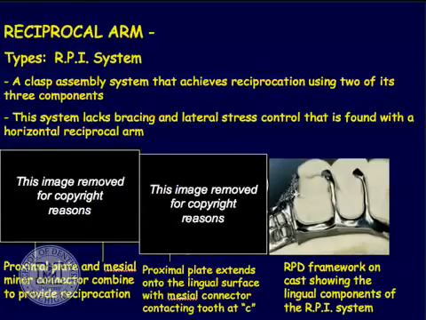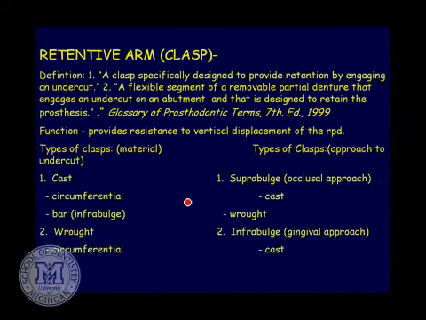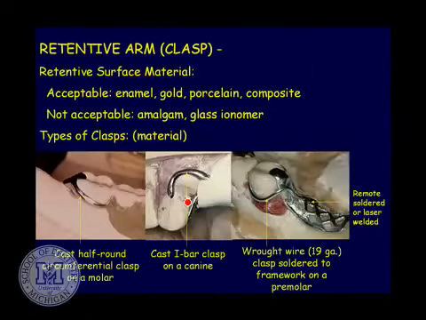The reason for this sort of a reciprocation arrangement was meant to make this area more wide open, and the authors that developed it felt that this area was more cleansable and got more stimulation. They thought it was healthier for the tissue in those situations. So when we look at retentive arms or clasp arms, we've got your standard cast clasps, and you're many times often using cast clasps.